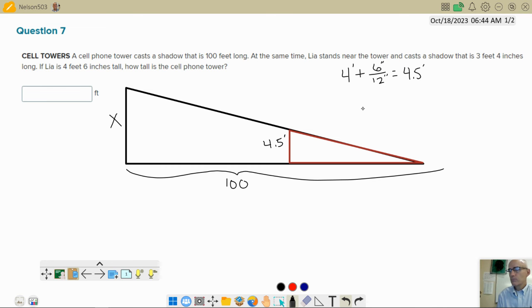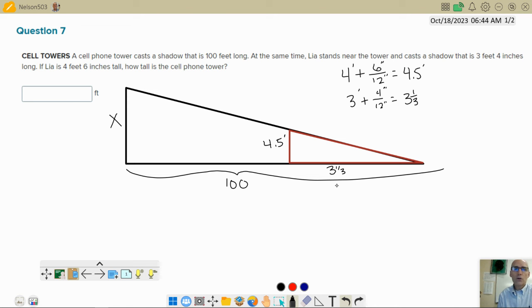And the other thing they tell us is that her shadow is 3 feet 4 inches long. So let's see here. 3 feet is definitely going to be there, but let's do that calculation. 3 feet plus 4 out of 12 inches, right? 4 out of 12 would be a third, a third of a foot. So I've got 3 1/3. So I'm going to put that right down here, 3 1/3.